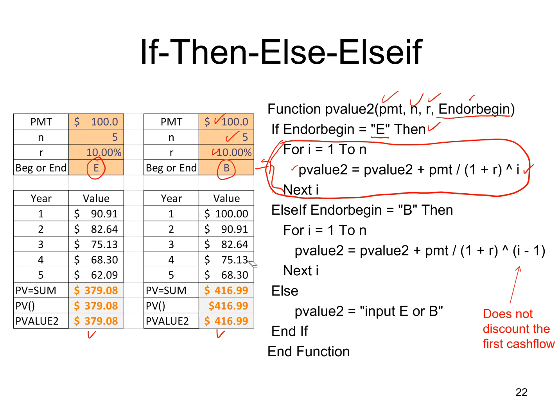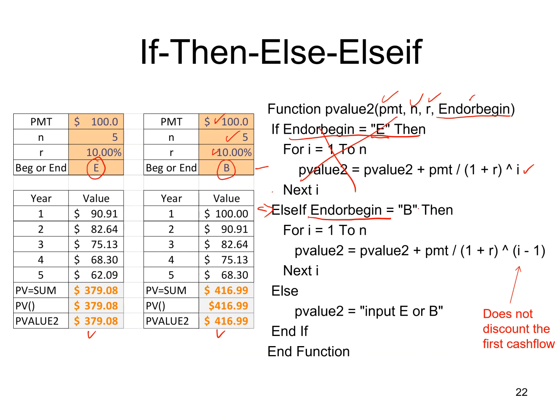However, what if the user puts in a B? The user enters a B. It's going to say if end or begin equals E. That's not true. Then it's going to go to this line of code: else end or begin equals B. Okay, that is true. If the user puts in a B, it's then going to execute these lines of code before the else statement. And these lines of code say for I equal 1 to n, next I. Now this looks almost identical to the previous program except for this.